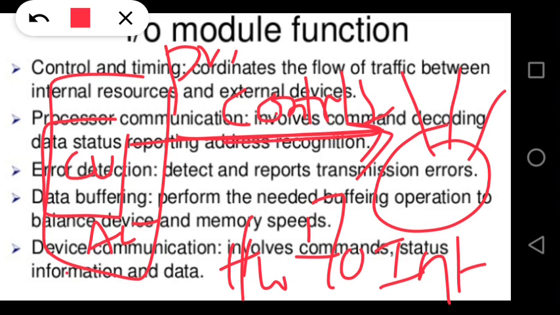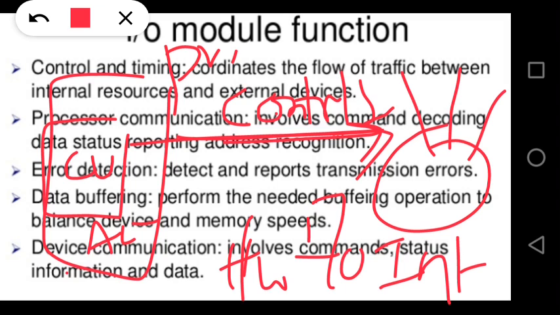So this is the job of the IO module or IO interface. Next, I have error detection: detect and report transmission errors, because of the wire communication or damage to the wire, something like that. It is possible to have an error while transmitting the data. So it is also the job of the IO module to detect such errors.